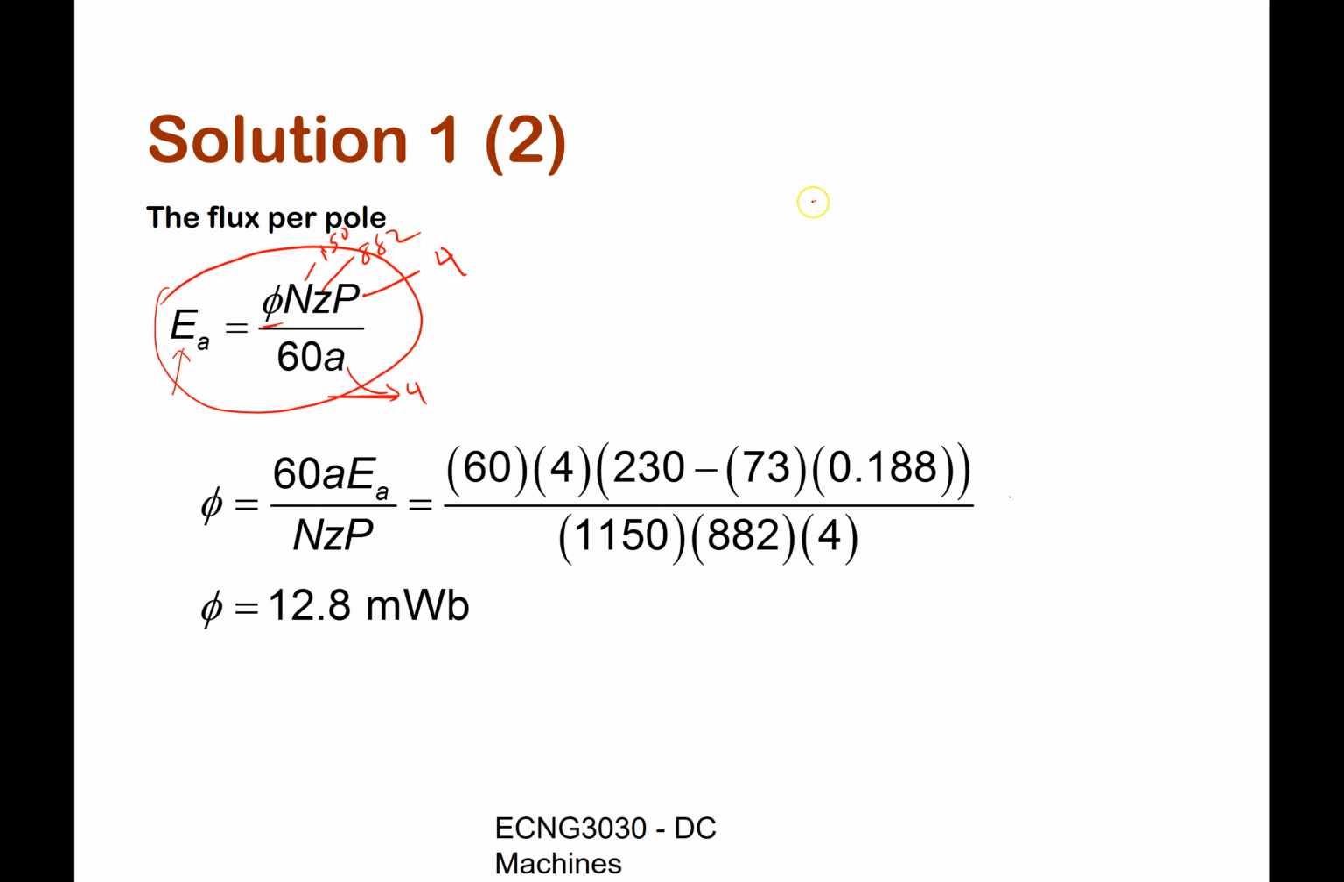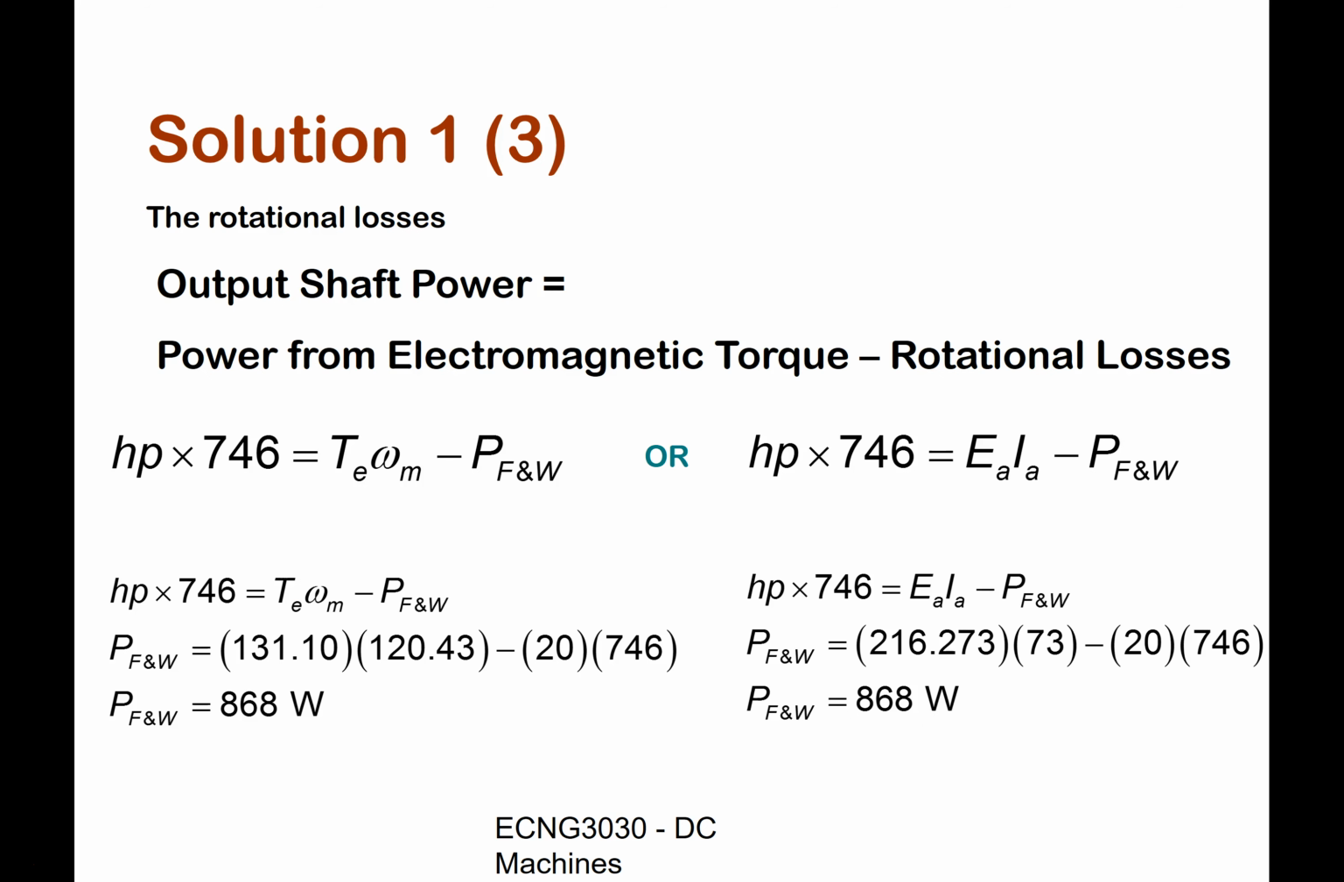So again I could find EA because EA is equal to VT minus IARA, which is here, and then I have my 4 poles, my 4 parallel paths, my N, my Z, and 60. So I plug in all of those things to the equation and I get 12.8 milliwebers as the flux per pole. So you'll see so far it's just a straightforward use of the equations. You have the information, you just have to plug it into the equations that you know.